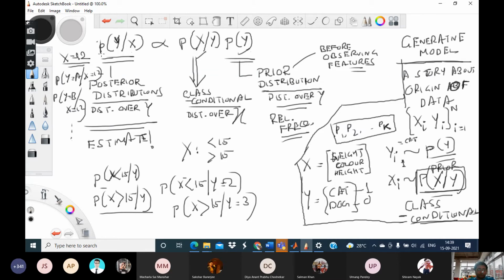Fine. So for all four values of y, I have to calculate a probability, and that will form my complete probability distribution. Now, I have not so far calculated any probability specifically for x equal to 12, but x equal to 12 basically means x less than 15. So instead of writing x equal to 12, let me just interpret it as x less than 15.